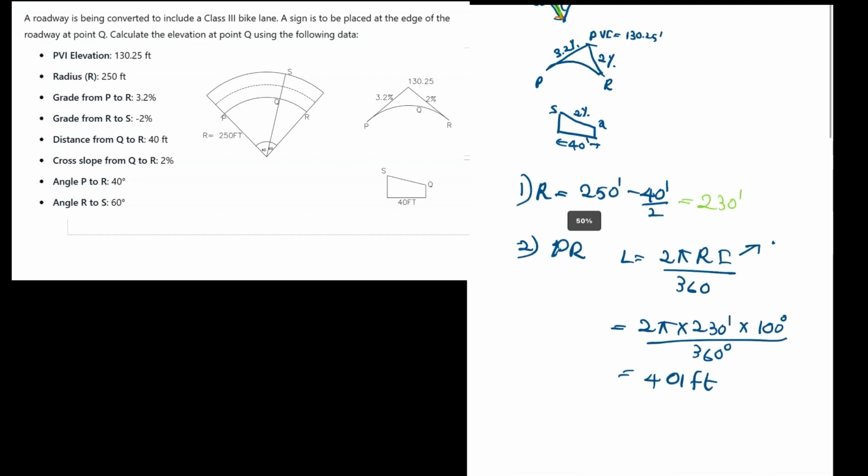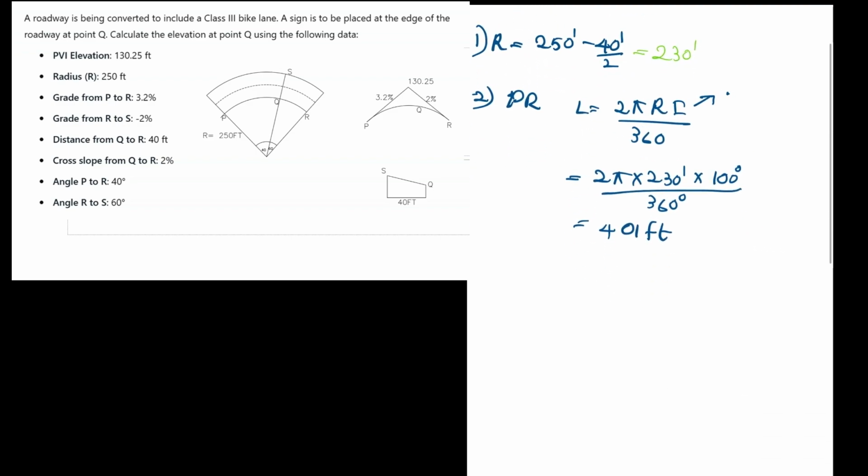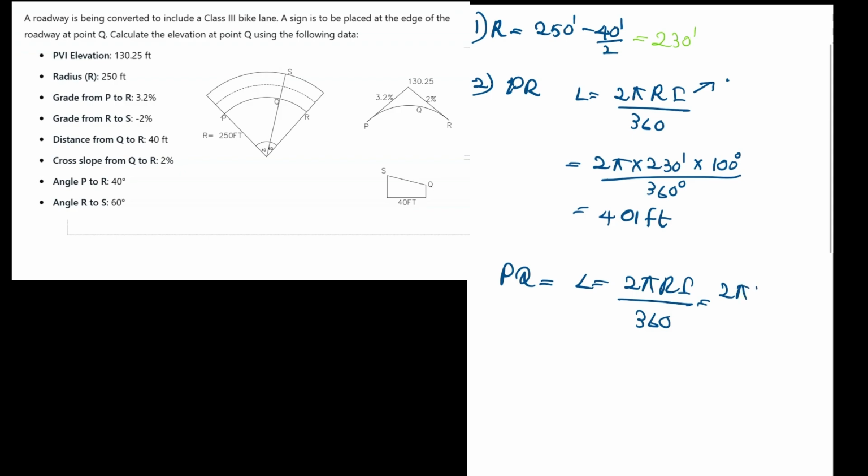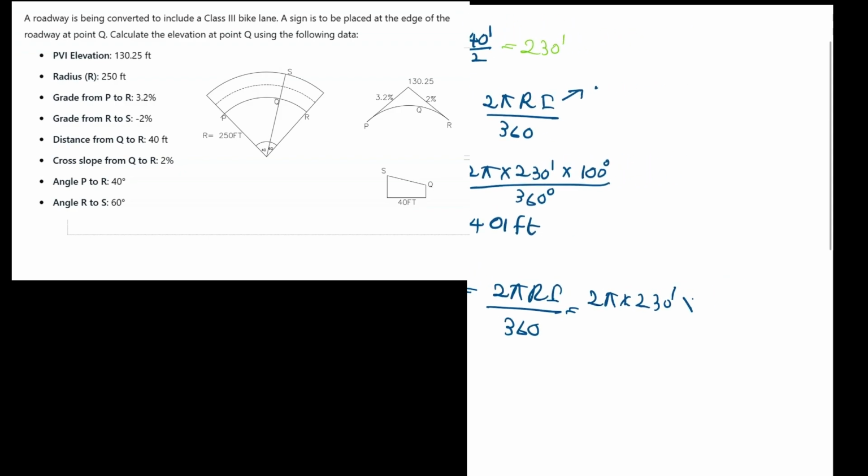Let's also get the length of PQ because we will need that. PQ length is the same equation. Instead of the 100 degrees we will use 40 degrees because PQ is at 40 degrees. So 2 pi r is 230 feet. I is 40 degrees, over 360. This will give us 160 feet.